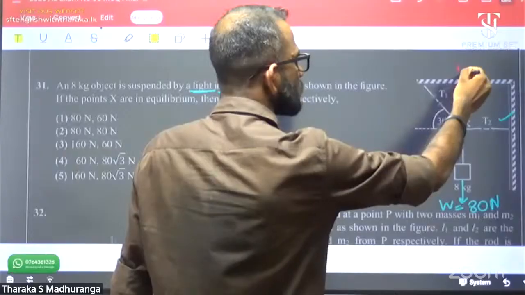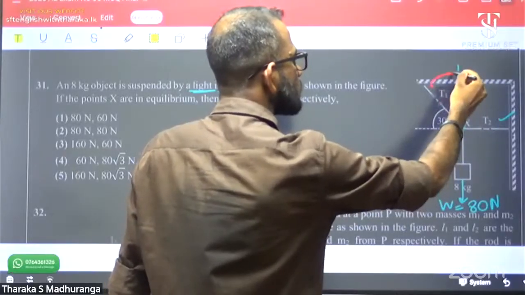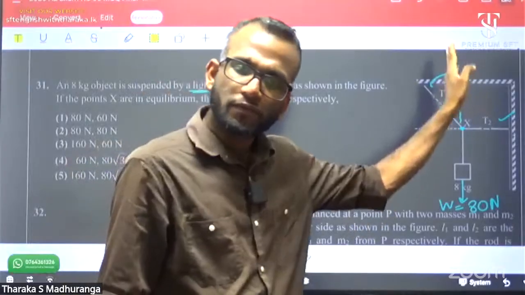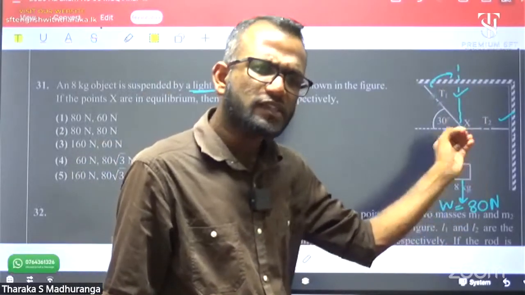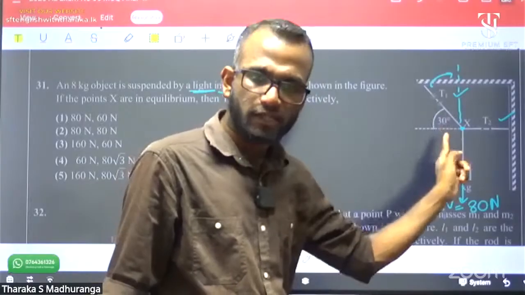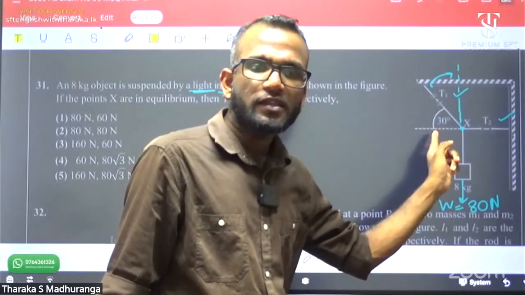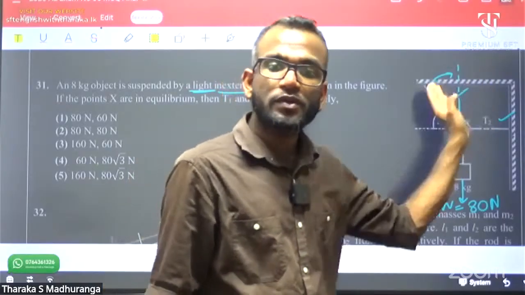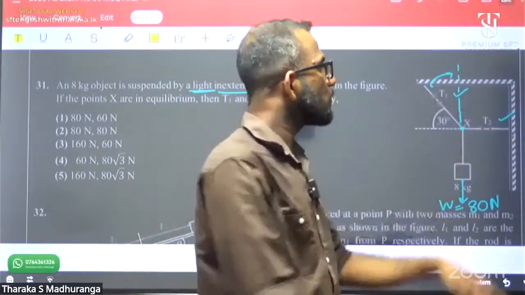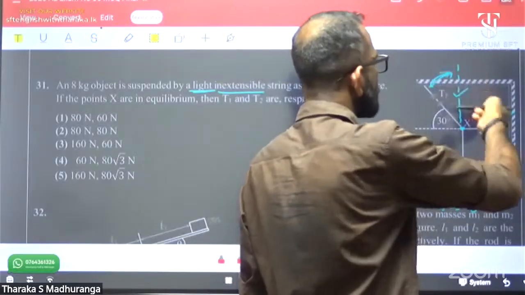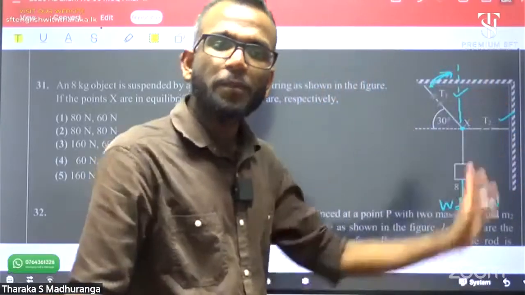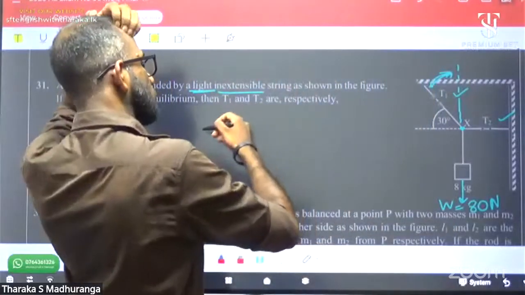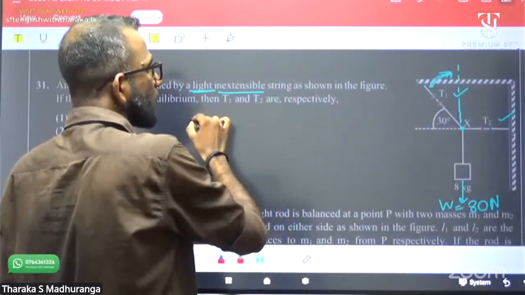If I resolve this T1 into the vertical direction, then what is it? T1 sine 30. Why sine 30? Towards the opposite from the angle direction. If it is the angle direction, it is cos. For the opposite direction, resolve to the other side, then it is sine 30.